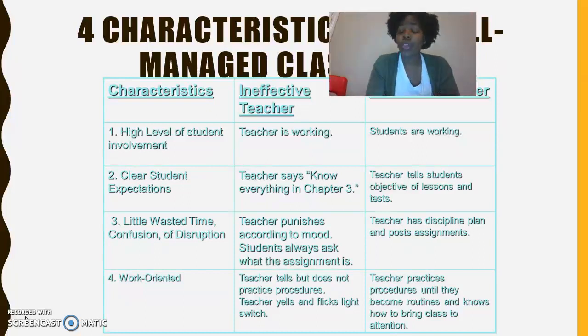Ineffective. With an effective teacher, the teacher practices procedures until they become routines. That means they are known to the students, and they know what they are supposed to be doing and how they are supposed to do it. And the students know how to bring the class to attention. So an example of an attention getter: give me 5. Once they have that signal, they know we need to have our eyes and ears on our teacher or whoever is speaking.